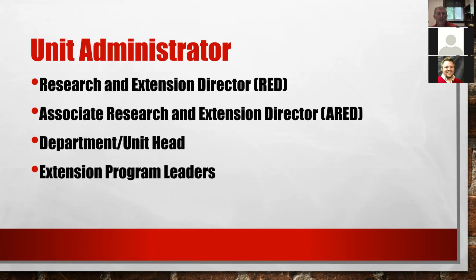One of the most frequent questions from those new to the process is, as they look at the definitions through the Board of Regents and the IANR guidelines for promotion, the words unit administrator are used often. So they ask, well, who is that? Who is my unit administrator? And it depends. In most cases, it's either your research and extension director or your associate research and extension director. If you're on campus, it's a department head or unit head. And we even have examples of educators who are officed in counties who are co-supervised by a department head and an extension program leader. So those are the 4 possibilities of individuals who might be defined as your unit administrator.